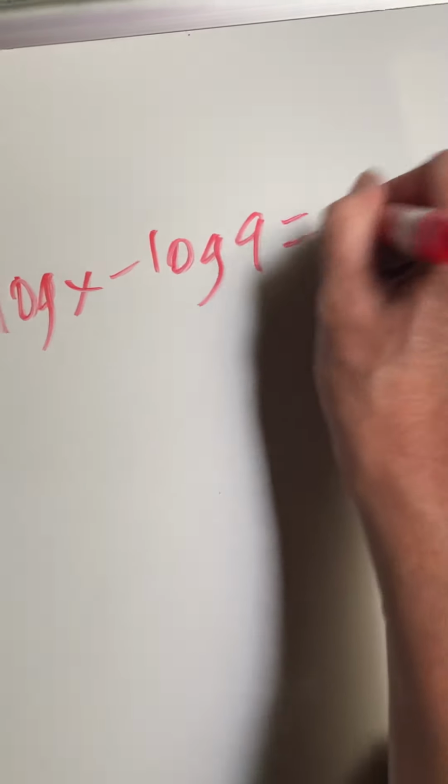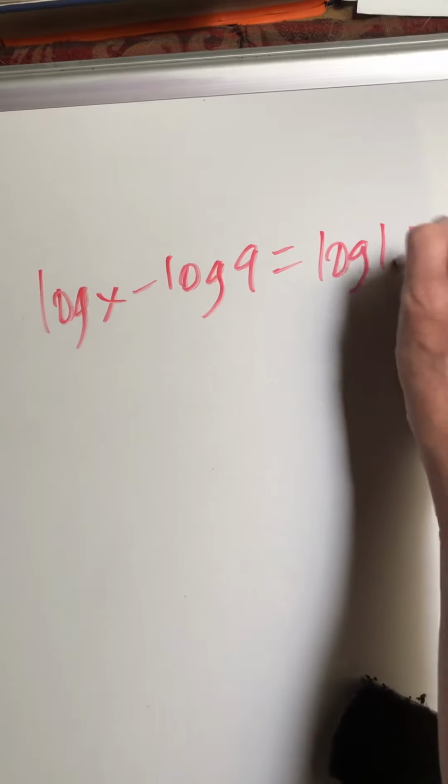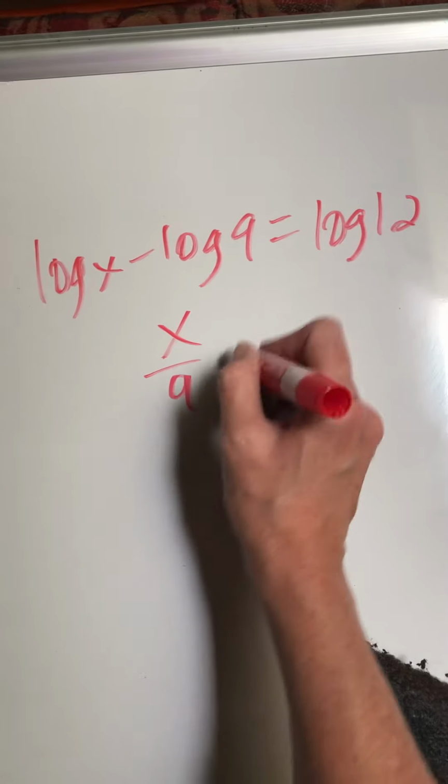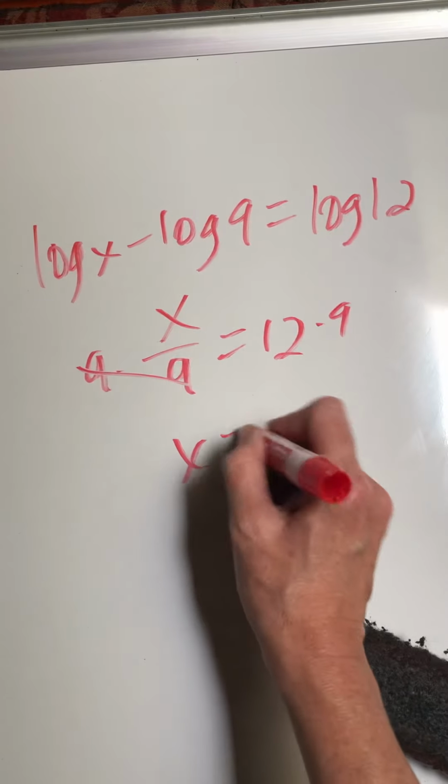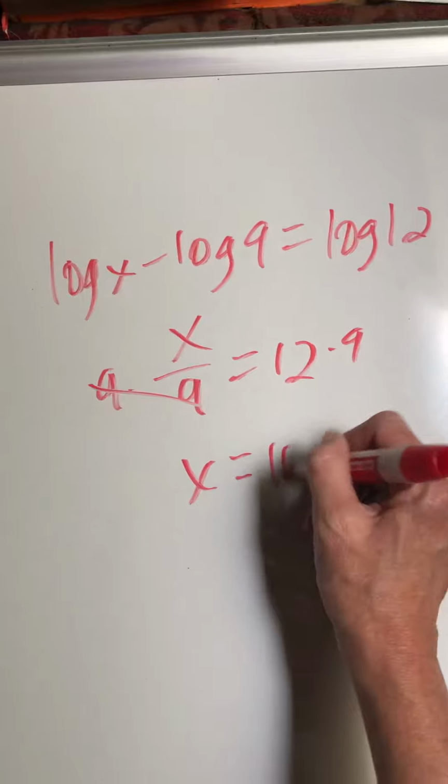So let me do another one where it's subtraction. This is actually an equals one. So x over 9 equals 12. Multiply both sides by 9. So x is 108.